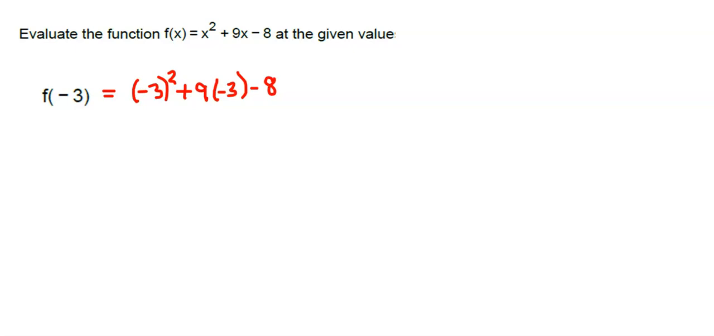For example, negative 3 squared means negative 3 times negative 3, or positive 9. In the second term, 9 times negative 3 is negative 27, and then minus 8. 9 minus 27 is negative 18, and negative 18 minus 8 is negative 26.